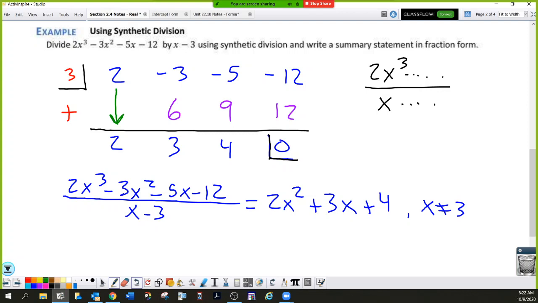So I think that's a good place to stop for today, because the next thing that we're going to be talking about is rational zeros and Descartes' rule of signs, and oh boy, that deserves its own lesson.